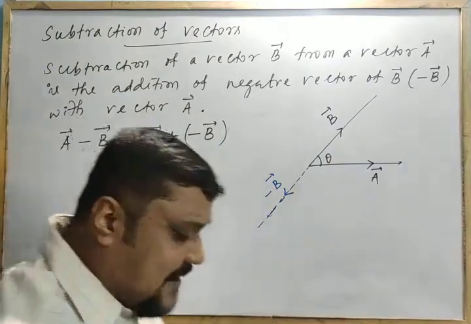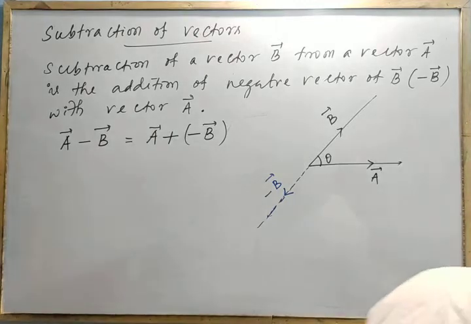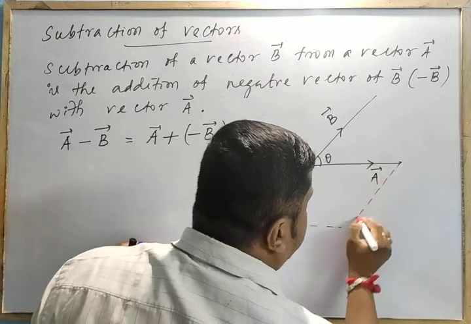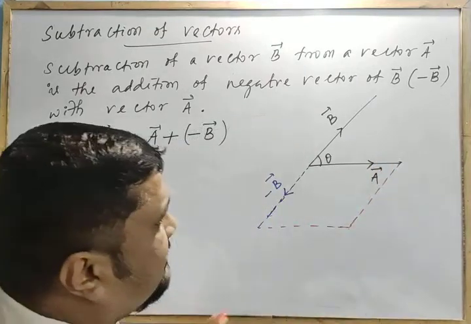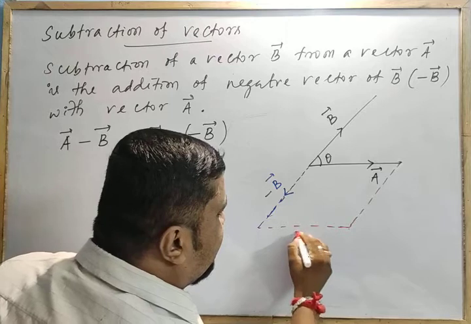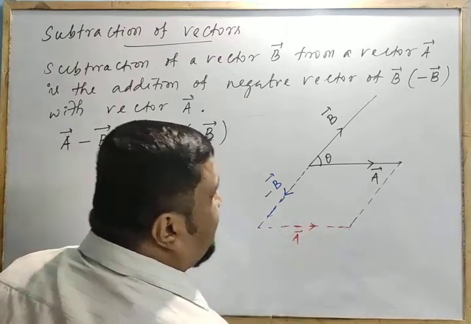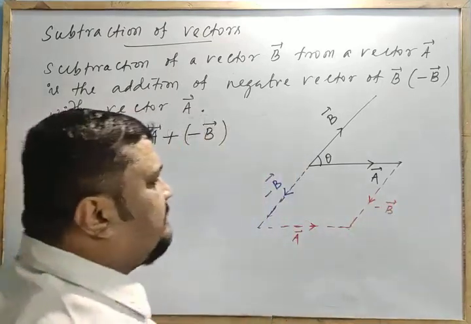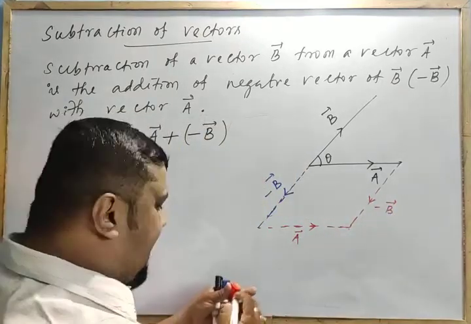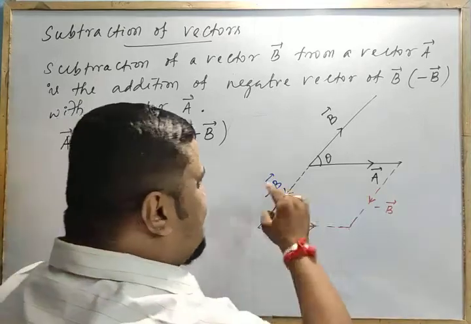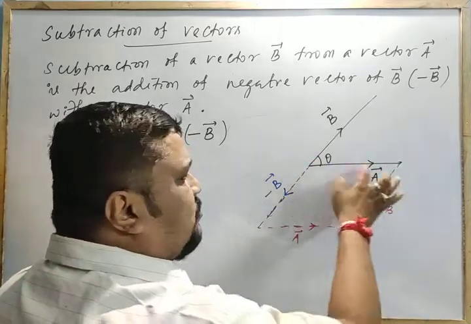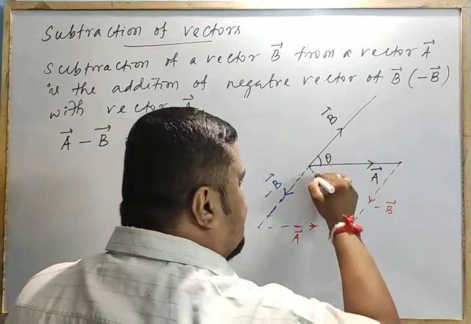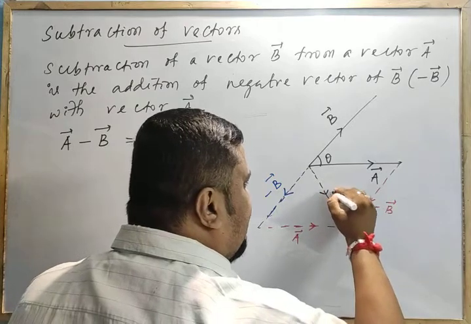Addition of these two vectors means what? If you make the parallelogram, it looks like a parallelogram. This should be A, and this should be minus B. Parallel. Clear? Same parallel and equal. So what is the resultant of A minus B? Think this is a vector, this is a vector, two sides of a parallelogram. Then the resultant is represented by the diagonal starting from that point. This is the resultant R.